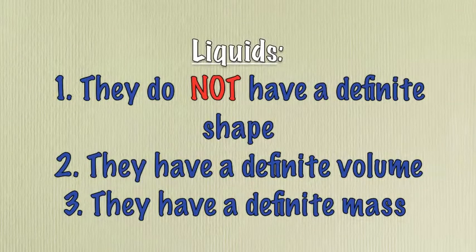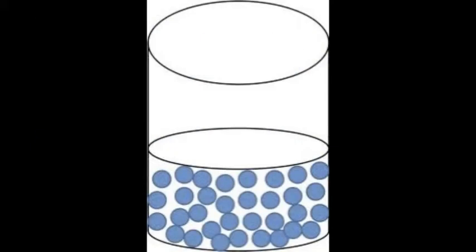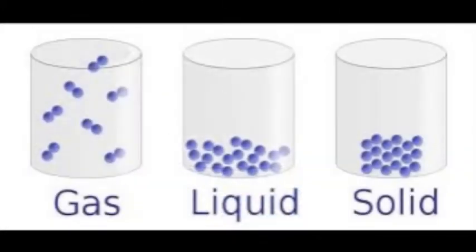However, liquids always take the shape of their container. They do not have a definite shape, but they do have a definite volume and a definite mass. Particles within a liquid are packed together more loosely than solids. They are able to move around the inside of their container, but they stay in the same area as each other. They are able to slide past each other, and liquids are the in-between between the hard solids and the loosely formed gases.